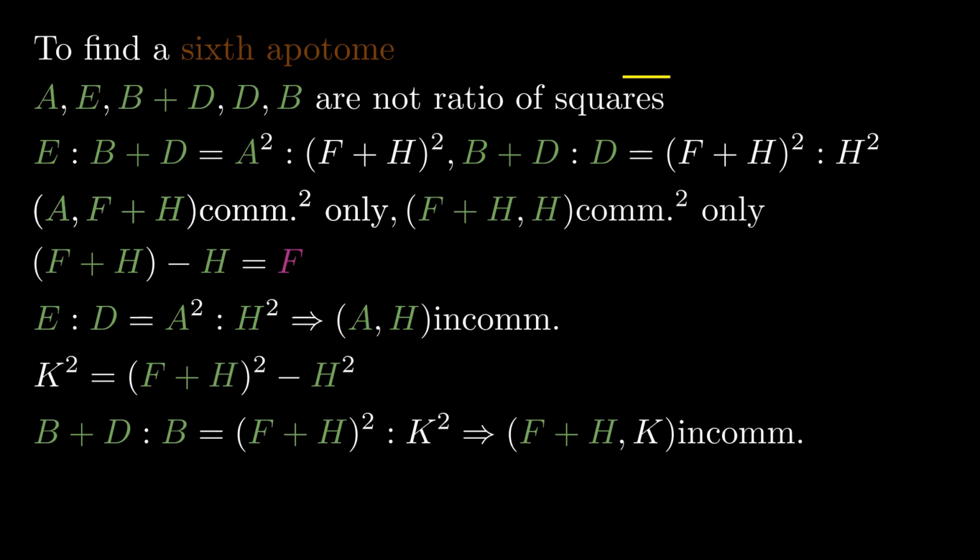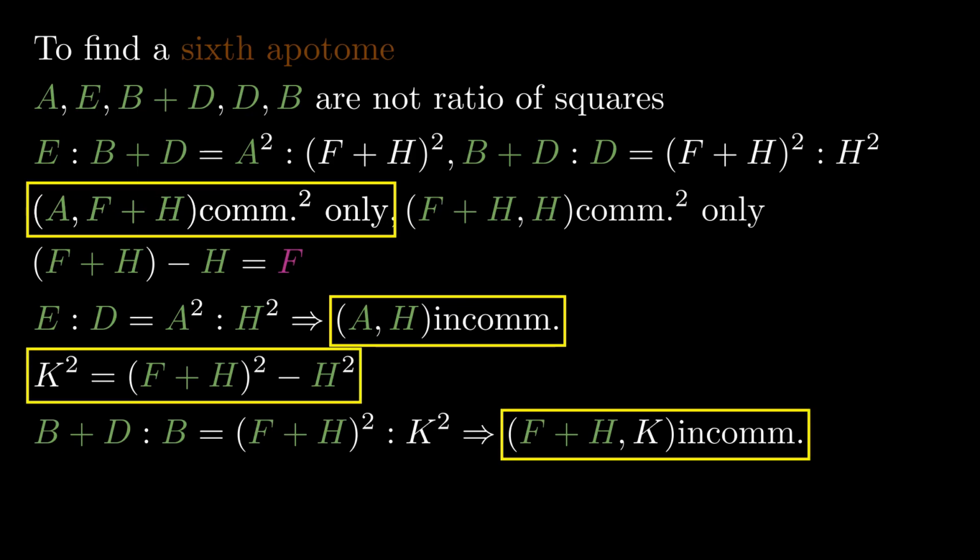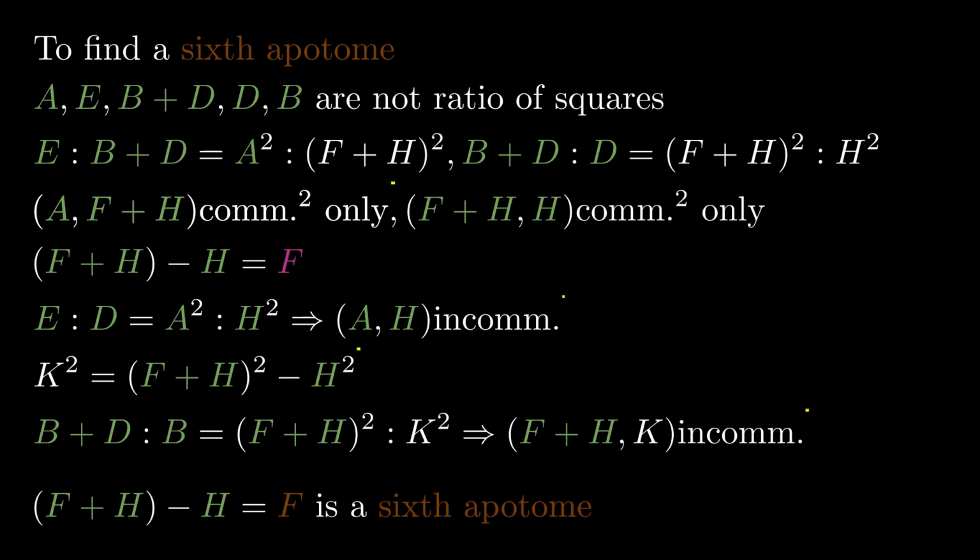Thus overall, F plus H and H are incommensurable with the given rational A, and the whole F plus H is incommensurable with the side of the whole squared minus the annex squared, so F plus H minus H, equaling F, is a sixth apotome. An example of a sixth apotome is 2/3 root 21 minus 4/3 root 3, with 4/3 root 3 as its annex.